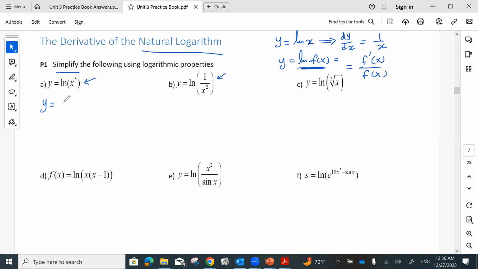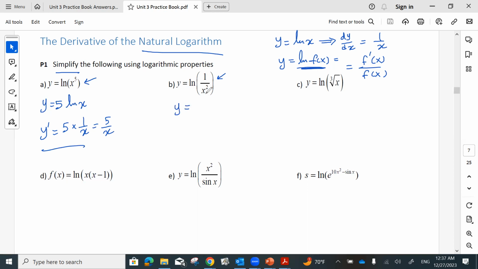Ln x to the power 5 can be written as 5 ln x. When you write this one, you can simply derive it as 5 times 1 over x, so the derivative is 5 over x, if you are asked to find the derivative. In this question, we only rewrite the function in a simple way.